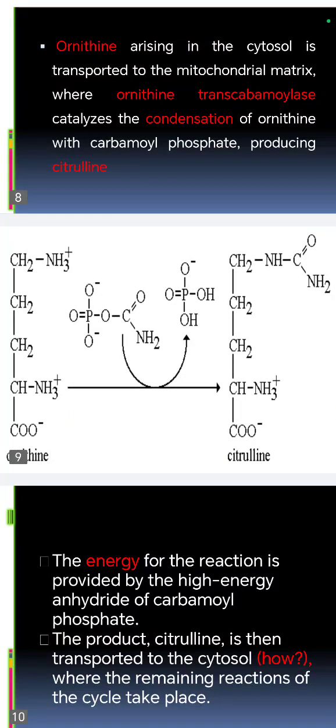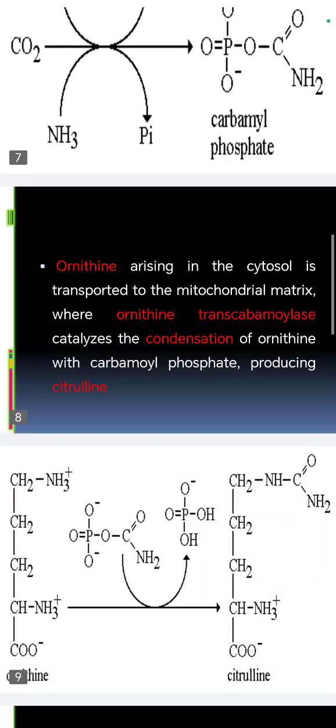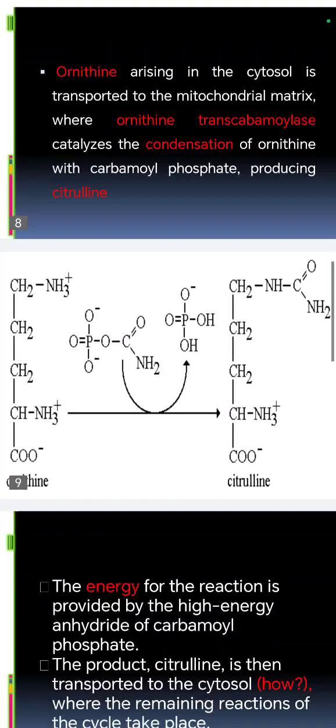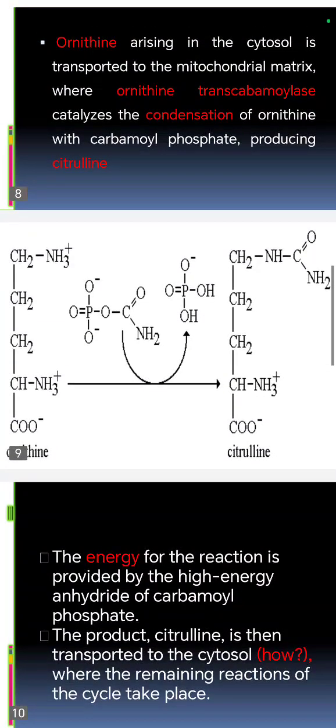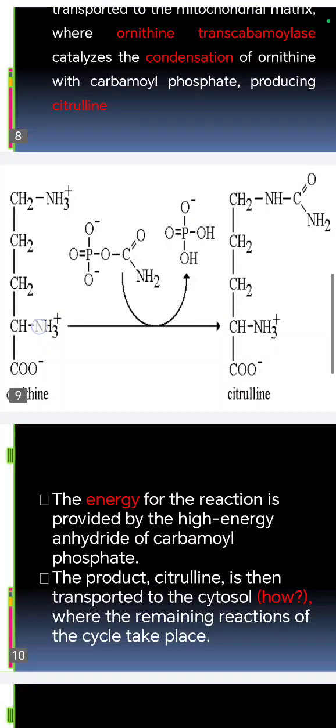So, after the formation of the carbamoyl phosphate, what about ornithine? Ornithine is one of the biomolecules arising in the cytosol and is transported to the mitochondrial matrix, where ornithine transcarbamylase will catalyze the condensation of ornithine with carbamoyl phosphate, producing citrulline. So here there is formation of citrulline.